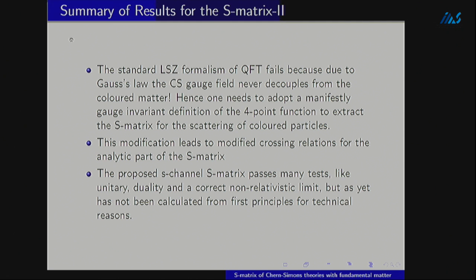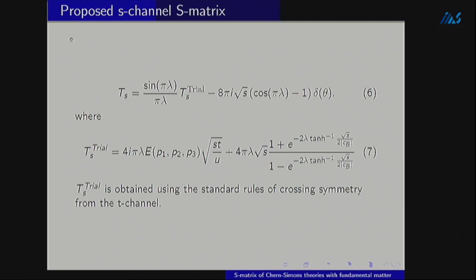Now, we have a proposal for an S matrix in the S channel which we cannot calculate, for reasons I will mention. And this proposal, of course, passes many very non-trivial tests. It passes the very nonlinear test of unitarity. It has Fermi-Bose duality, and also it has a correct non-relativistic limit. But as I said, as of now, we do not know how to really compute this from first principles, for reasons I will mention.